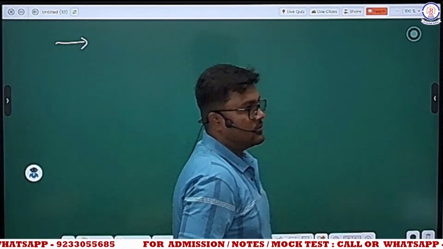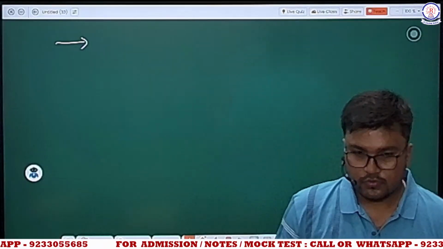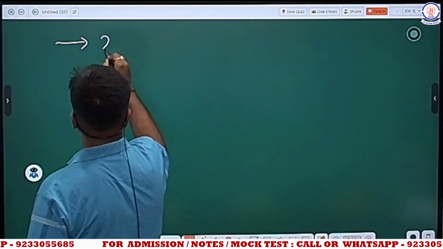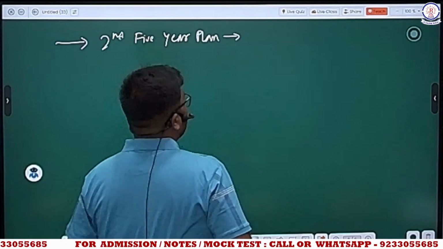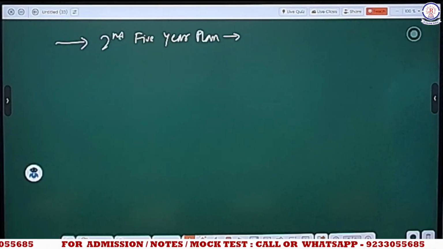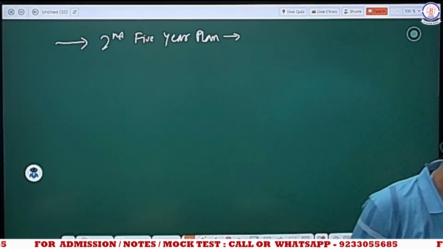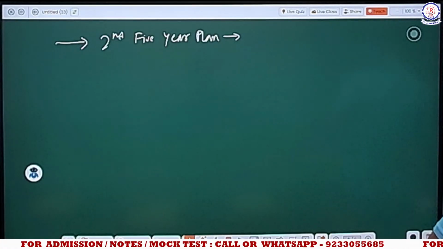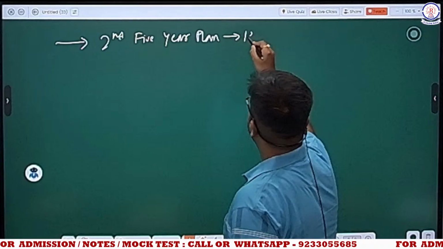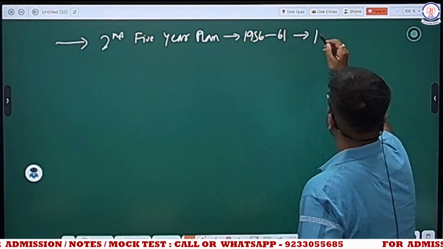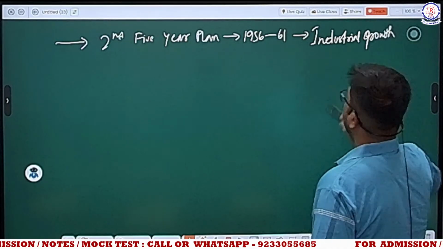Now in the second 5-year plan, that is from 1956 to 61, the policy shifted from agricultural to industrial growth.